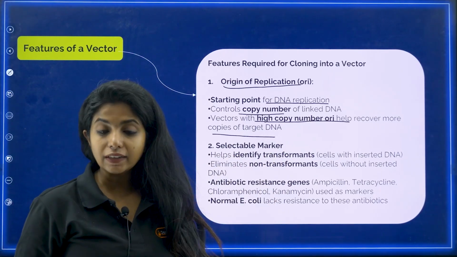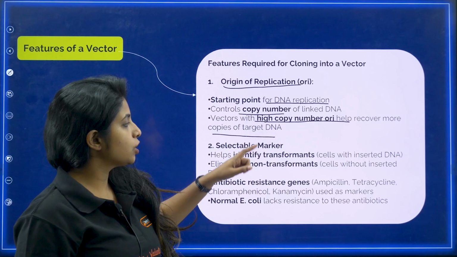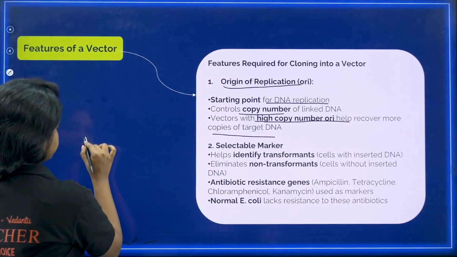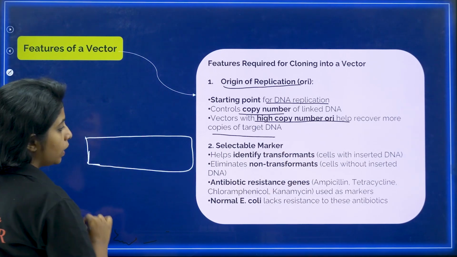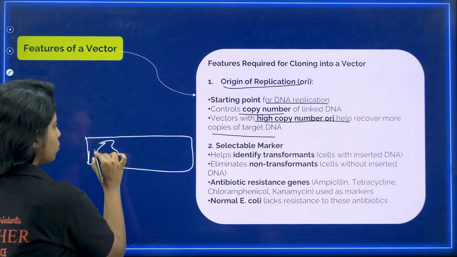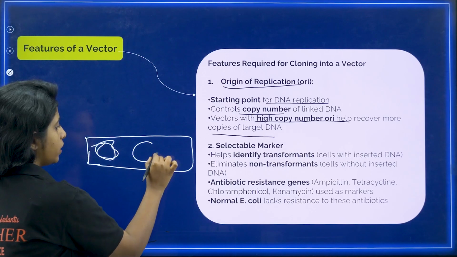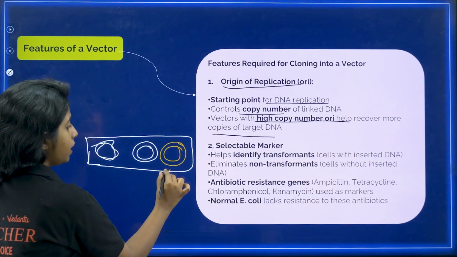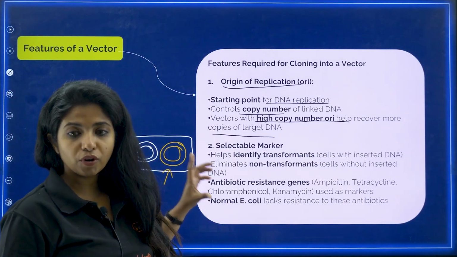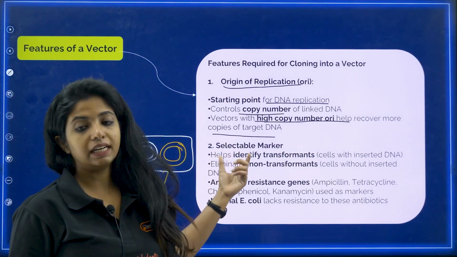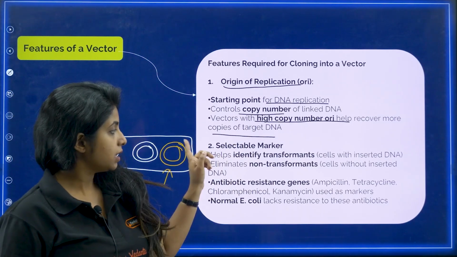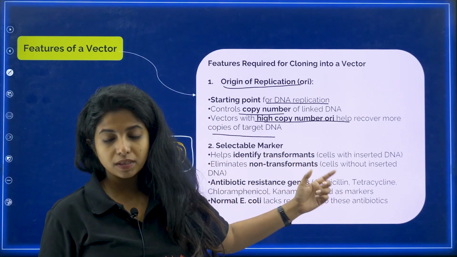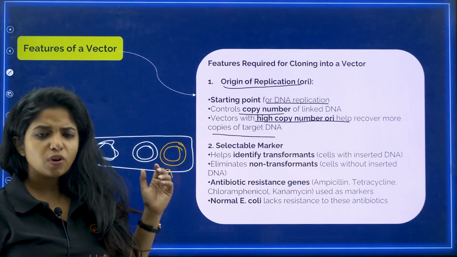Now, apart from that, it should also have a selectable marker. What is the use of a selectable marker? It helps identify transformants, that is cells with inserted DNA. Suppose I have an E. coli over here, and the E. coli will have its own chromosomal DNA and its own plasmid, but I want to know whether it has taken the plasmid of my interest, whether it has got transformed or not. For that I need selectable markers. It helps identify transformants, the cells with inserted DNA, and eliminates non-transformants, the cells that do not have the inserted DNA.